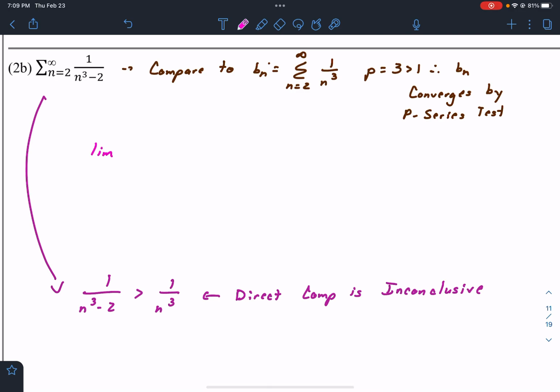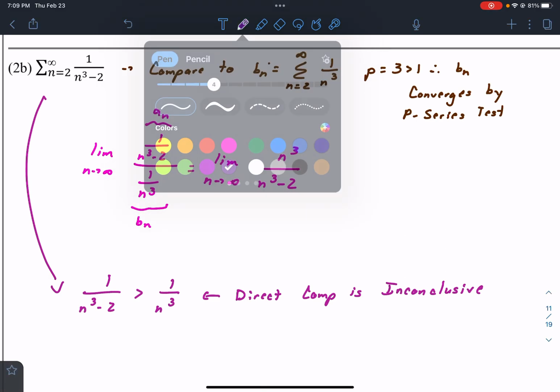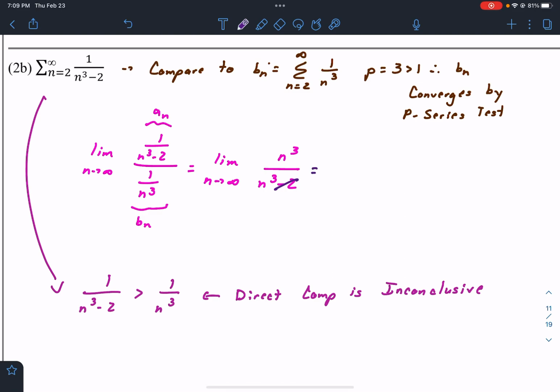So the limit as n approaches infinity. Original 1 over n cubed minus 2 over 1 over n cubed. So this is your B sub n. This is your A sub n. Write it as one fraction so you can see what's happening. Just multiply by the reciprocal. You do have spit in the ocean here. So you have the limit as n approaches infinity of n cubed over n cubed, which equals 1.